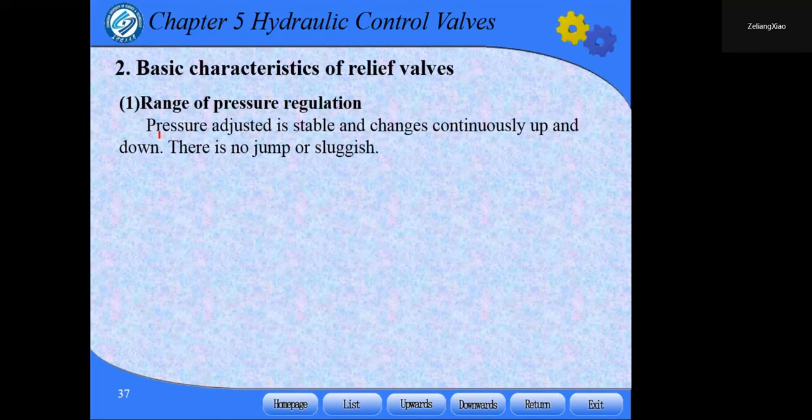Pressure adjusted is stable and changes continuously up and down, then low jump or low sluggish, low jump.